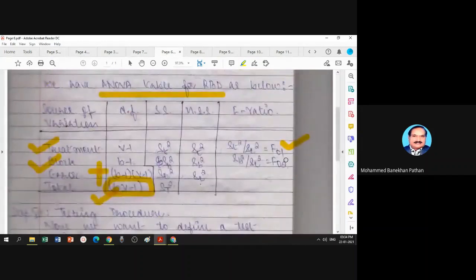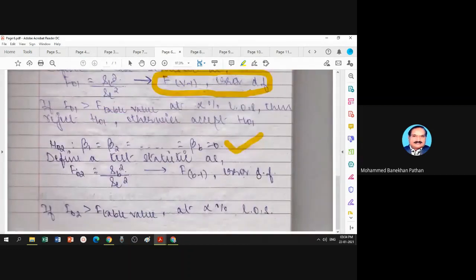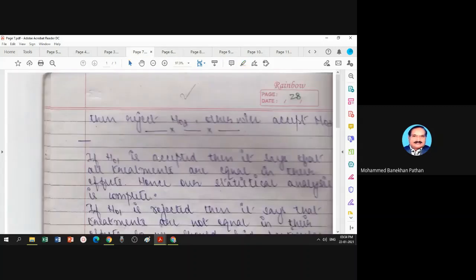Here you get F02 by doing the calculations with a calculator. So this is a calculated value and you compare it with this table value. This gives a table value F with b minus 1, comma, error degree of freedom. What is the conclusion? If calculated is greater than table, you reject your hypothesis. Otherwise, accept your hypothesis. This completes your statistical analysis.